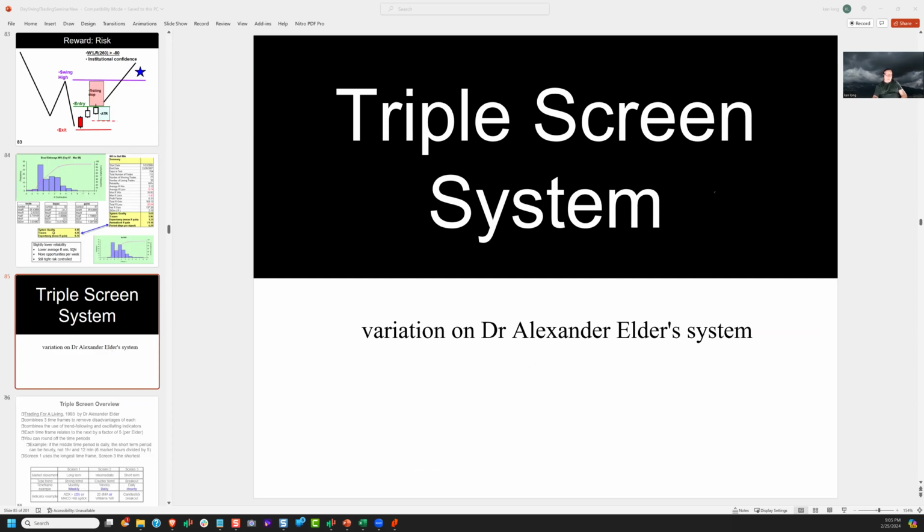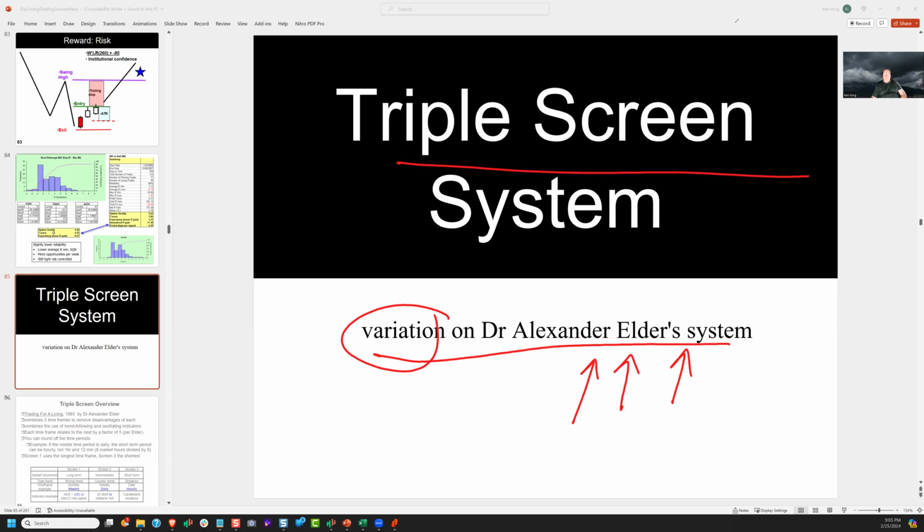The final one I want to talk about is Alexander Elder's. He's the great Alexander Elder from Trade for a Living. And this is my variation on his brilliant system, which he called the triple screen. Now, what he did on his triple screen was he was looking at 3 time frames. If you wanted to trade primarily on a daily, he said you should go up 1 time frame and look at the weekly to find a very strong trend.